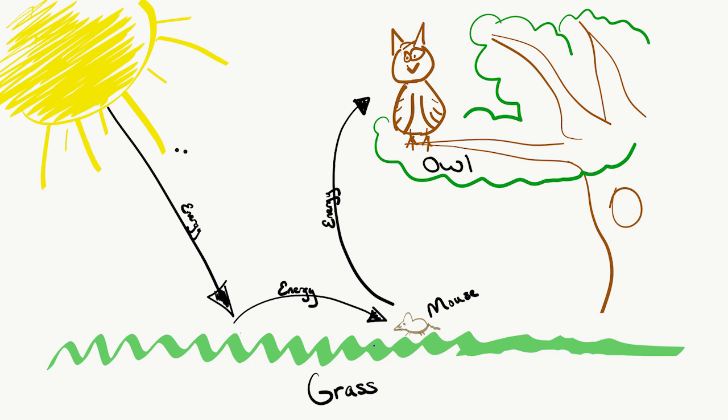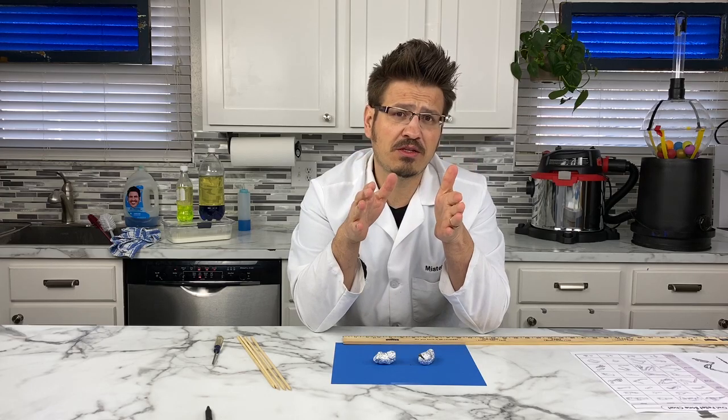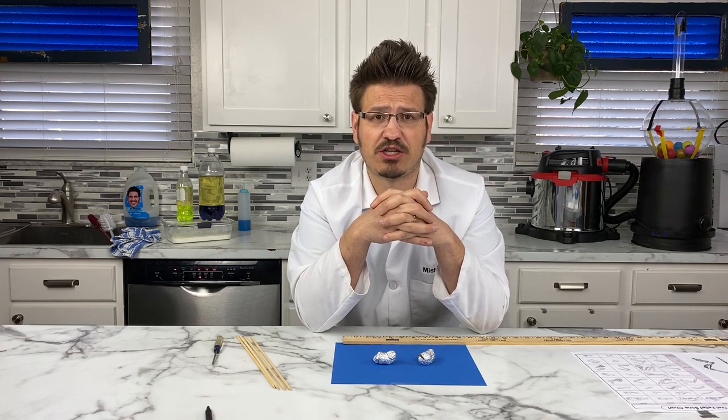And then you have things like a field mouse that might be out eating that grass, and it gets energy from the grass. And then all of a sudden you have this owl who swoops down, grabs that mouse, and eats the mouse and absorbs the energy that the mouse had. And that's a food chain. So a food chain is a single path of energy flow.